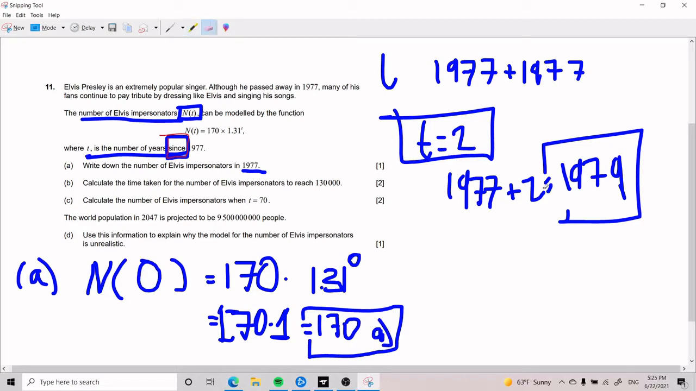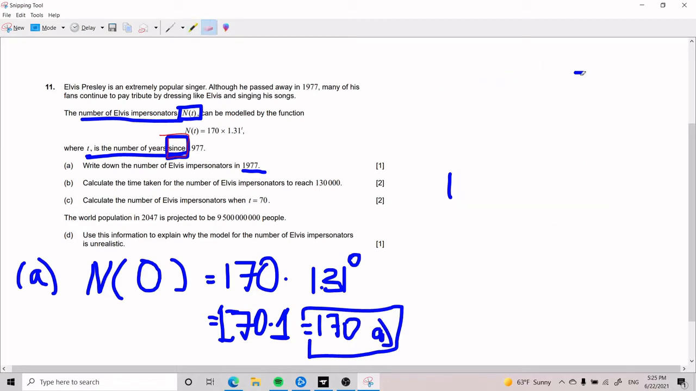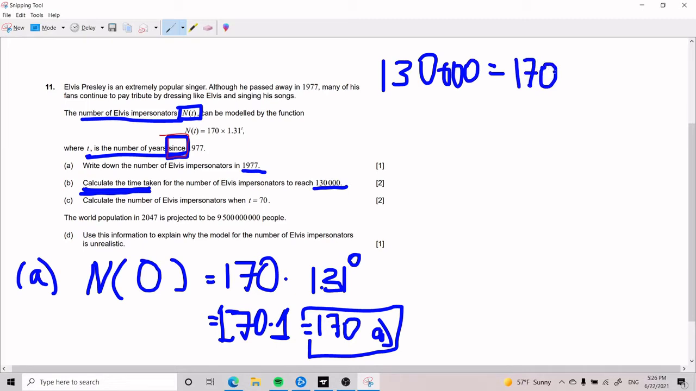For part B, time taken to reach the Elvis impersonators of 130,000. Calculate the time. So t is going to be a variable. And we have that the amount of impersonators is 130,000. And so if we plug in 130,000 for the Elvis impersonators on the left side of the function, and we leave t as a variable right up here, we simply need to find the value of t, right?